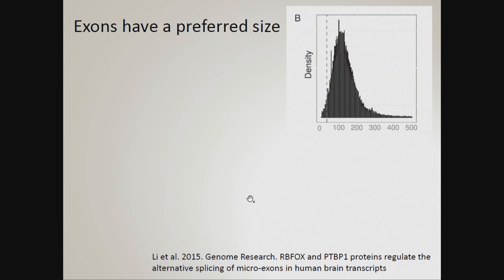the distribution of exon sizes. There's a preferred size of about 100 nucleotides, which reflects this cooperative interaction. Next slide.